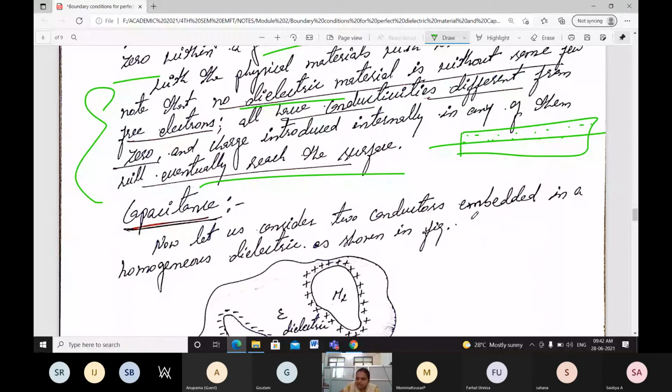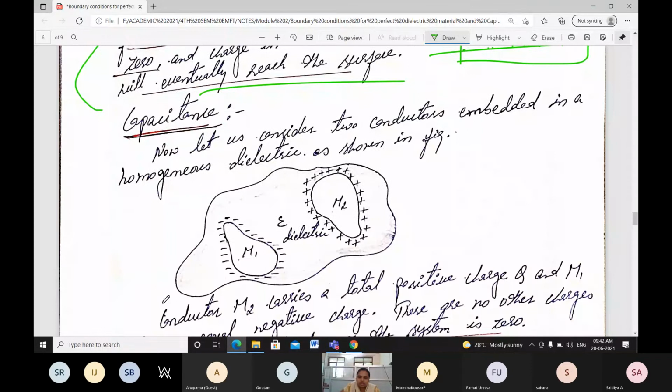Considering two conductors embedded in a homogeneous dielectric, here it is taken as one medium. This is a homogeneous medium. Then it has two conductors, M1 and M2. Here M1 is charged negative and M2 is charged positive, and the number of charges included for M1 and M2 are equal. That is one condition we have to take.